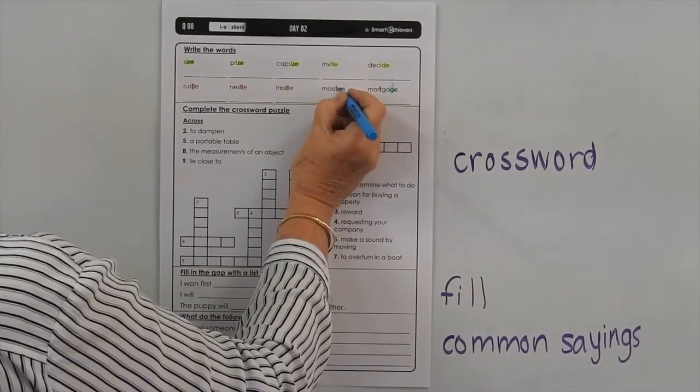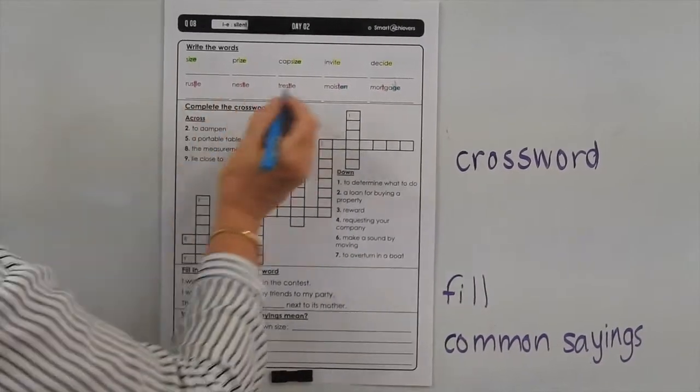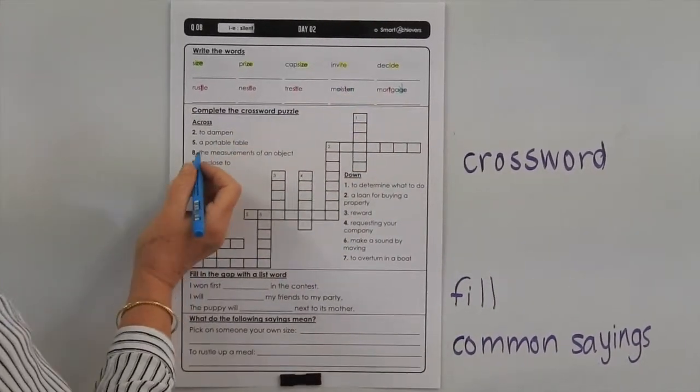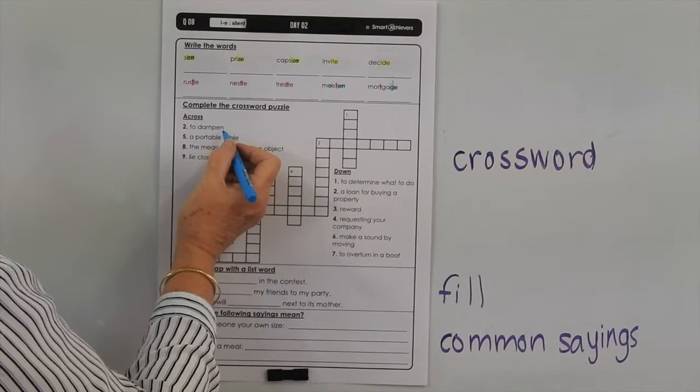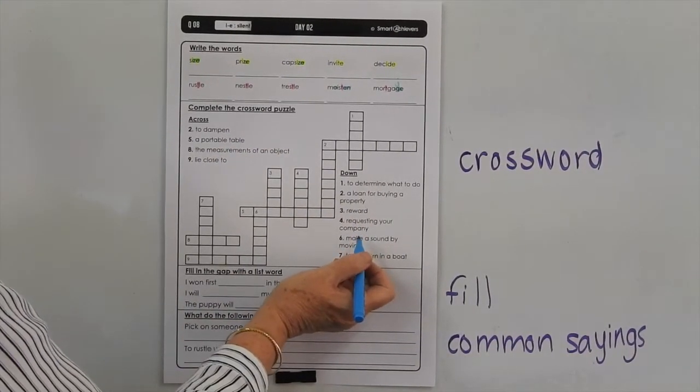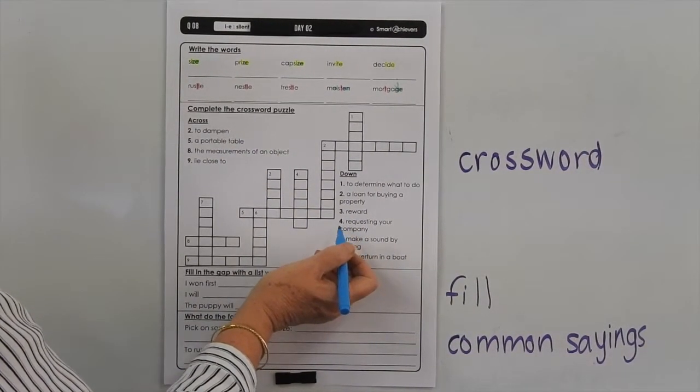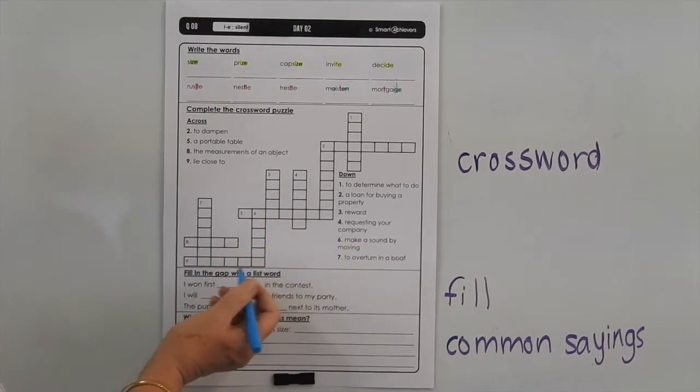Moisten, just be aware that you're putting EN on the end, and you do have that OI in the middle there as well. Okay, so you've got a crossword here to do. Do the easiest ones first and then go back and fill in the ones that you couldn't do initially.